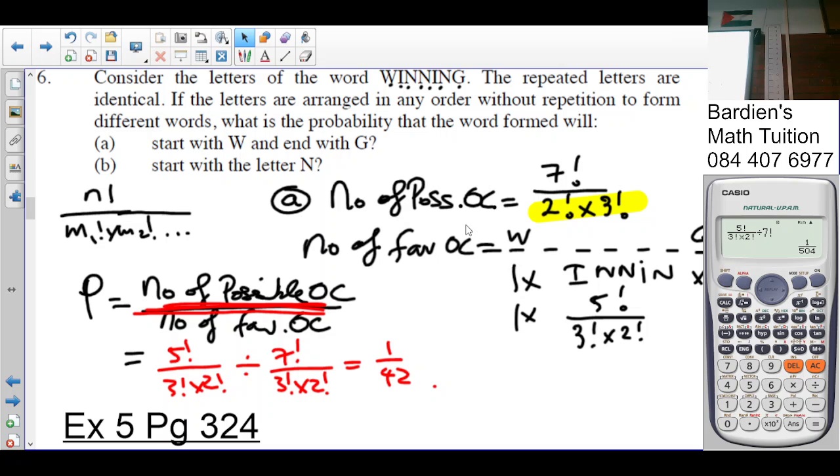Because the condition here is that the letters are identical, with repetition to form different words. For identical letters, this is the formula, not so? Yes, and I'll still say it. Okay.